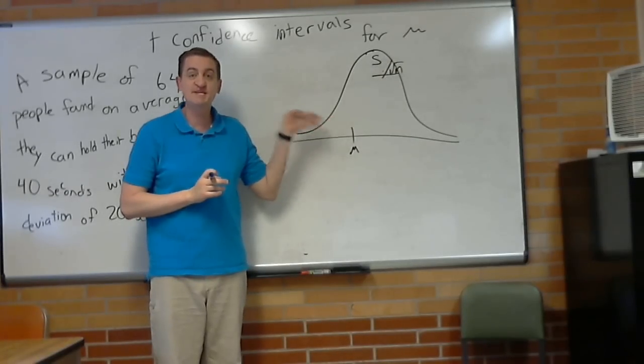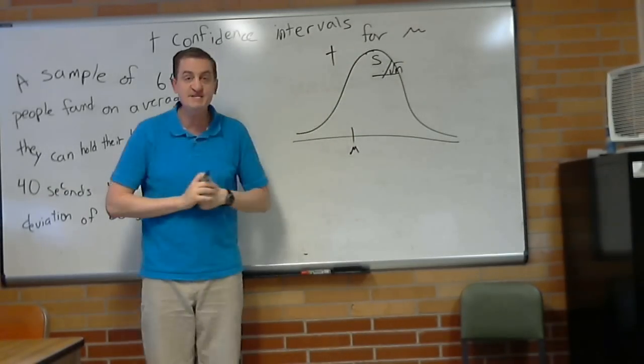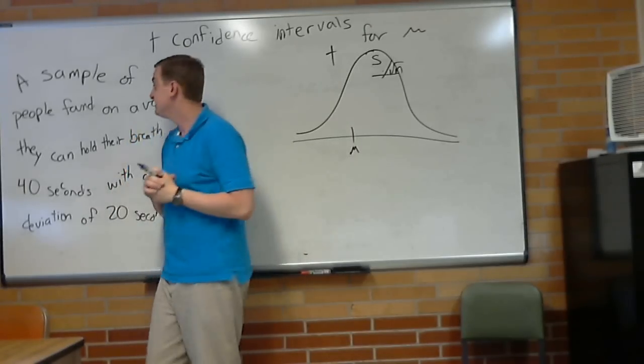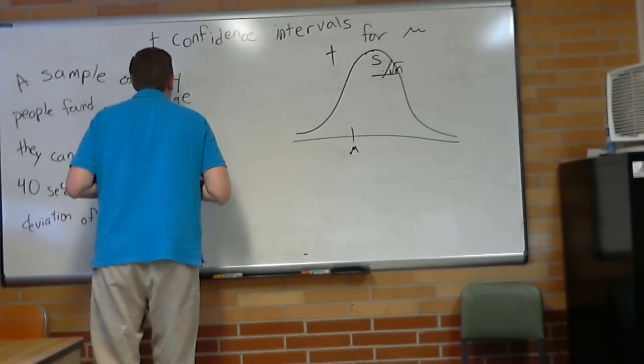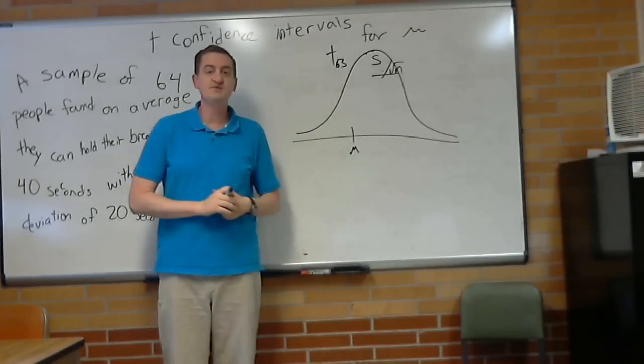That means this technically isn't actually a Z curve, this is a T curve. With how many degrees of freedom? It's n minus 1, 64 people, so we've got 63 as our degrees of freedom.